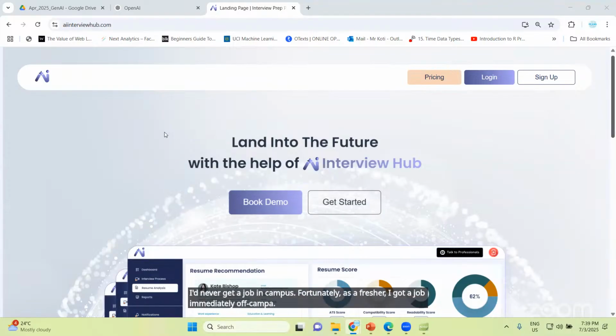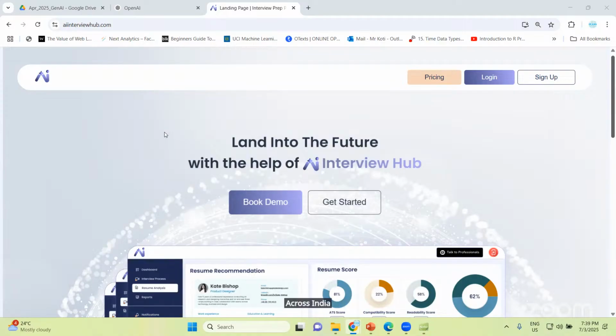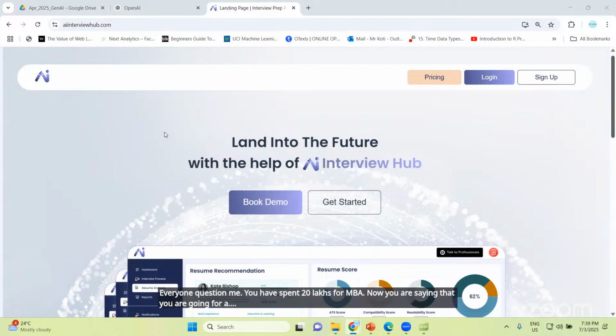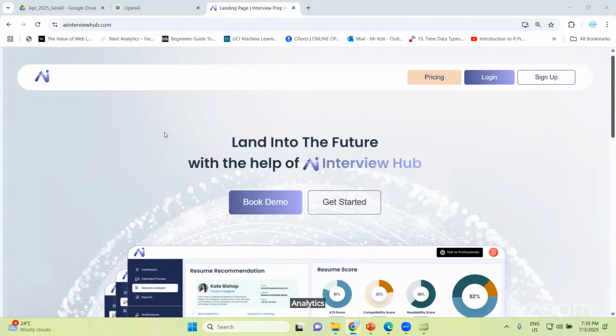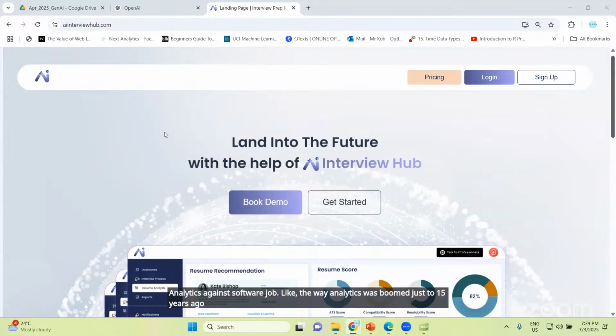Do you know how many companies in India were actively using analytics or data science at that time? Less than 100. Everyone questioned me: you have spent 20 lakhs for the MBA, and now you are saying that you are going for analytics against a software job. The way analytics boomed less than 15 years ago.